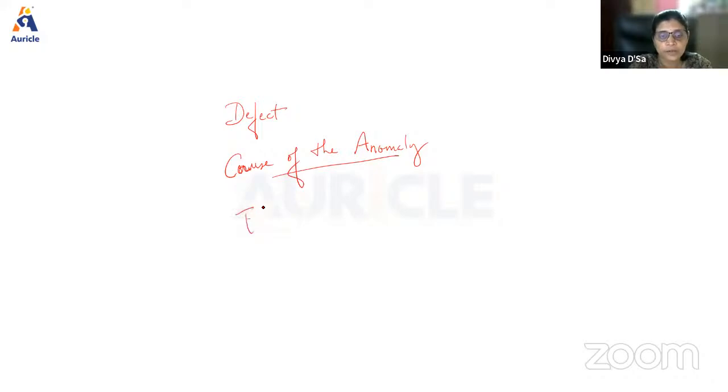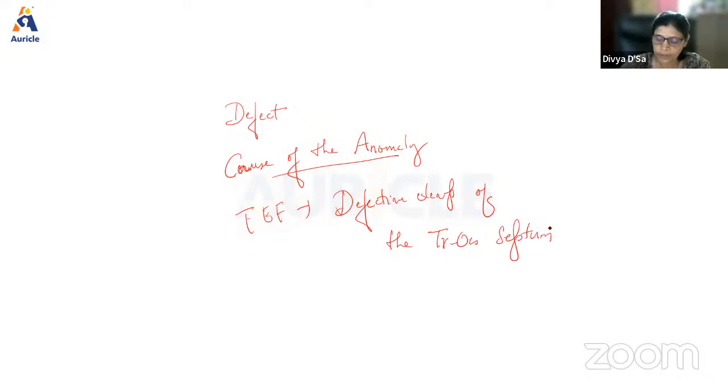So in tracheoesophageal fistula, the main cause will be the defective development of the tracheoesophageal septum. The tracheoesophageal septum will not form properly.